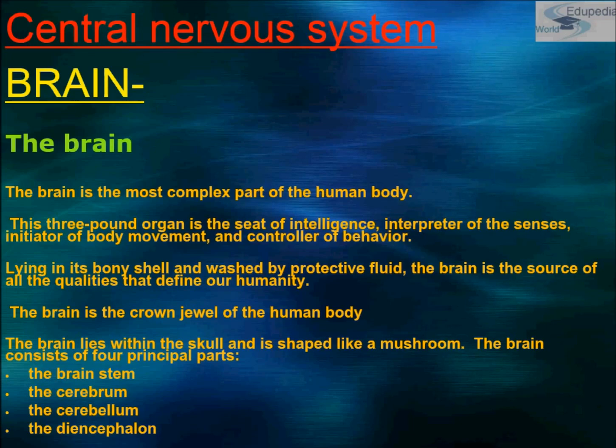Okay, so the brain is the most complex part of the human body. It is a 3-pound organ and it is the seat of intelligence. It can interpret, so that's why it is an interpreter of the senses. It is an initiator of body movements and the controller of behavior. You can say it is the boss of the body that controls everything.